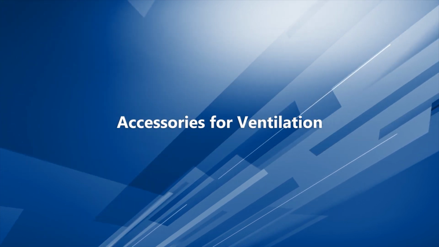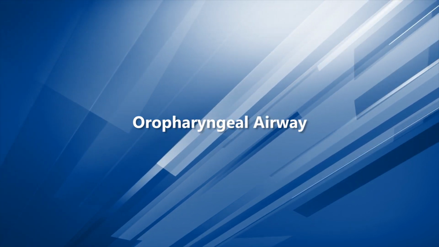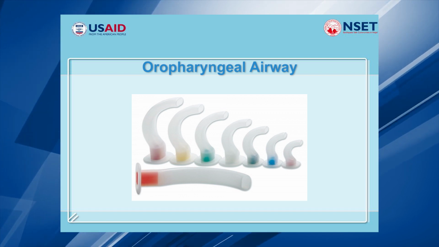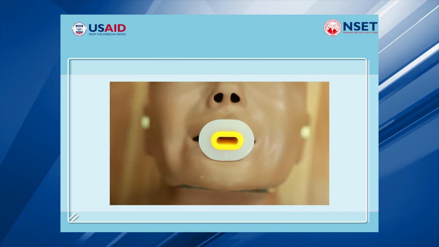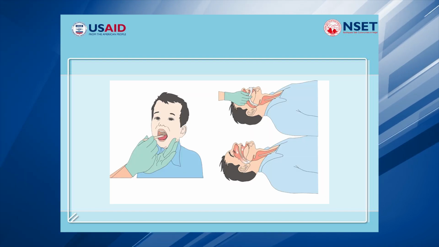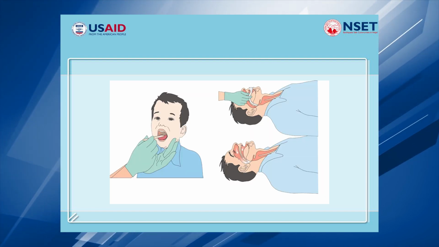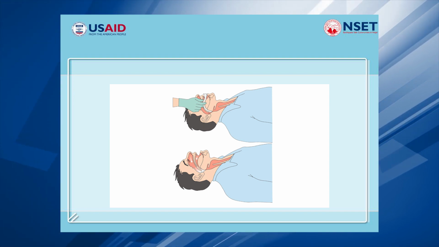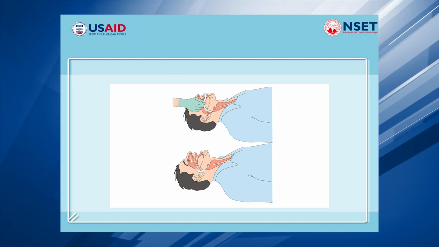Accessories for ventilation. Oropharyngeal airway. An oropharyngeal airway is a device usually made of plastic which can be inserted into the patient's mouth and curves back into the throat. The airway holds down the patient's tongue and creates an air passage.